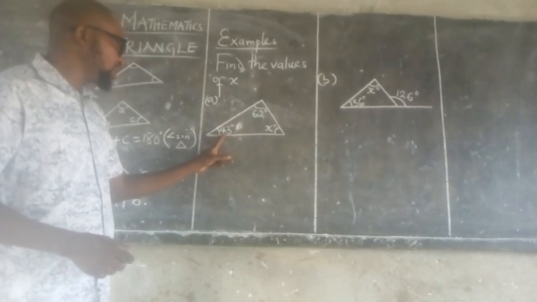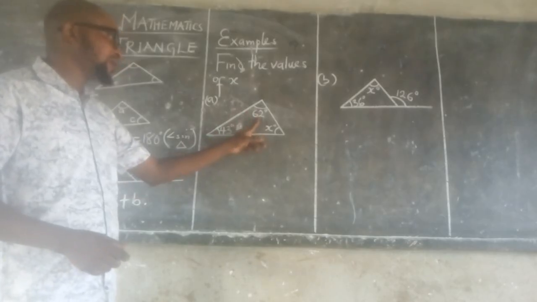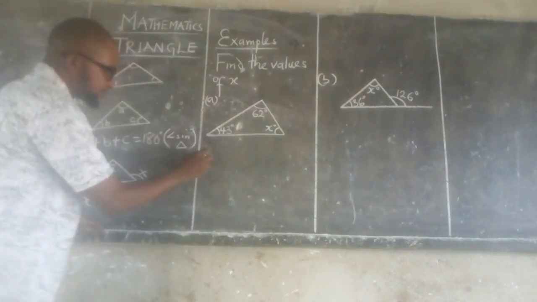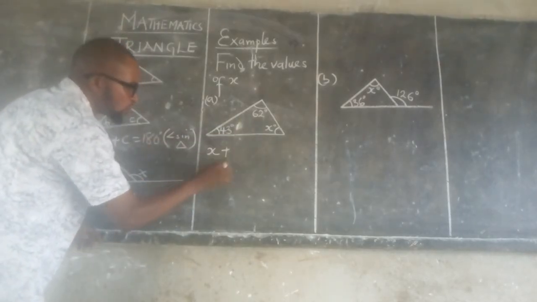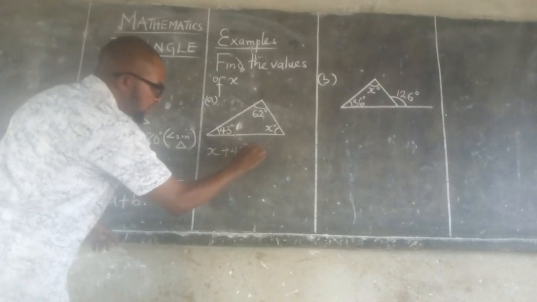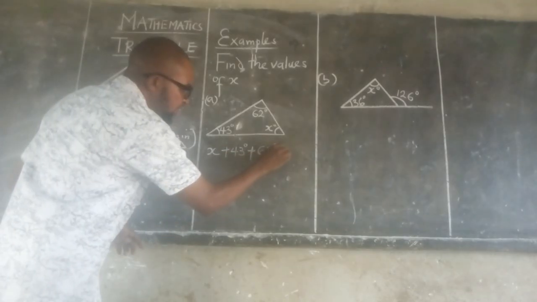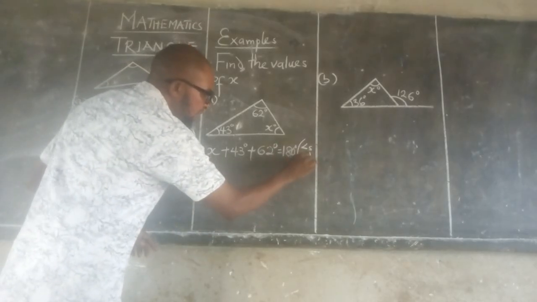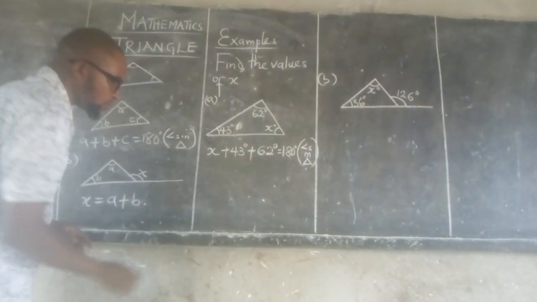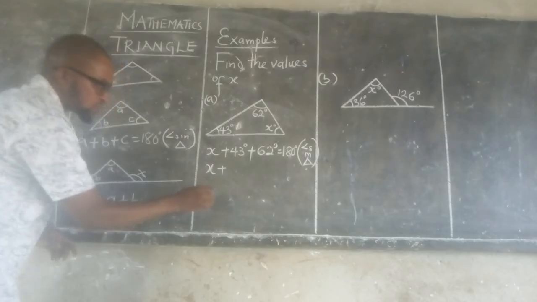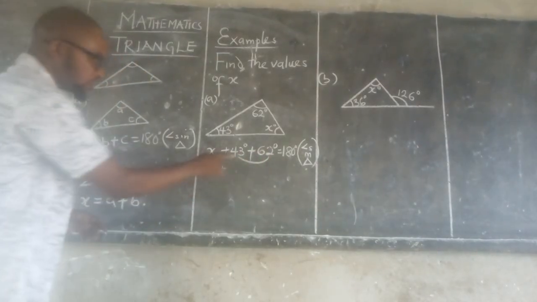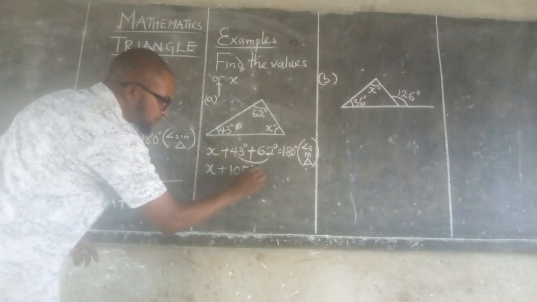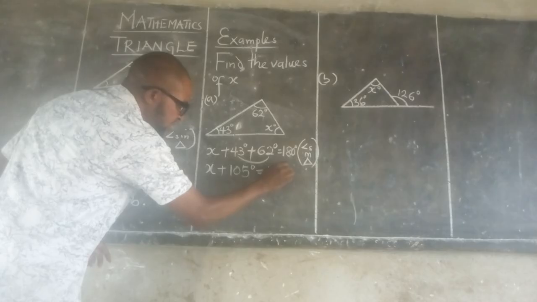Now, 43 degrees is one of the given angles, 62 degrees is another one, then we want to solve for X. Now, all I need to do is to sum these three angles together. And here I have X degrees plus 43 degrees plus 62 degrees is equal to 180 degrees. The reason behind this is what? Angles in triangle. Now, when you sum this up, you have X plus, when you sum 43 degrees plus 62 degrees, this gives 105 degrees, is equal to 180 degrees.